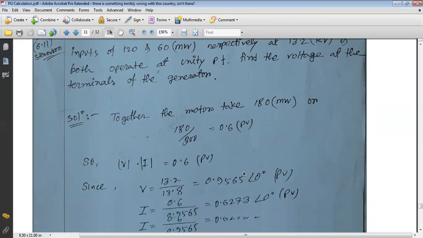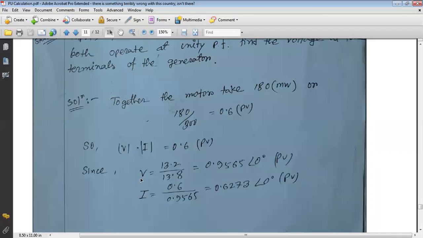Now, we know P is equal to VI. It means that voltage times current, in magnitude only, is equal to 0.6 per unit. The new base voltage of the motor is 13.8 kV, and the old base, or the rating of the motor, is 13.2 kilovolt. If we divide these values, we get the per unit voltage for the motor.